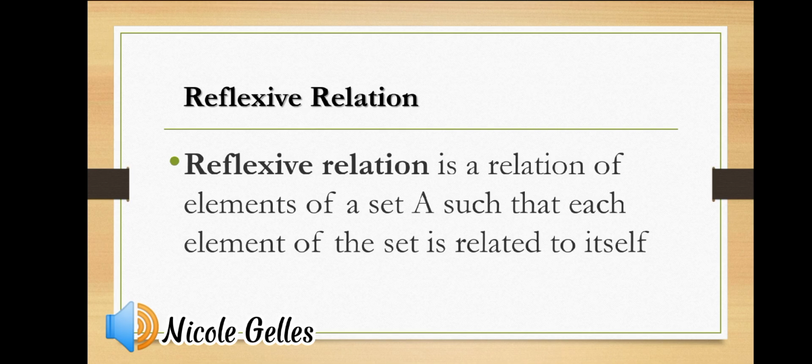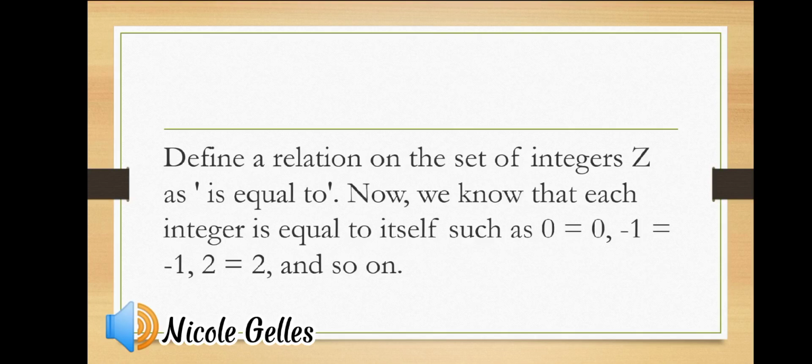Reflexive relation is a relation on the elements of a set A such that each element of the set is related to itself. In set theory, a binary relation on A is said to be a reflexive relation if every element of the set is related to itself. Let us consider a mathematical example to understand the meaning of this concept. Define a relation on the set of integers Z such that 0 is equal to 0, negative 1 is equal to negative 1, 2 is equal to 2, and so on. This implies every integer is related to itself.